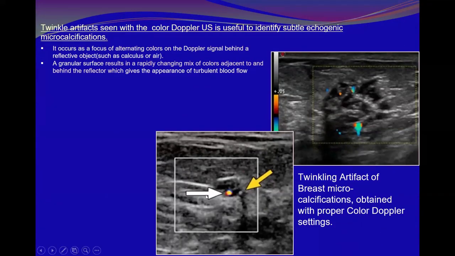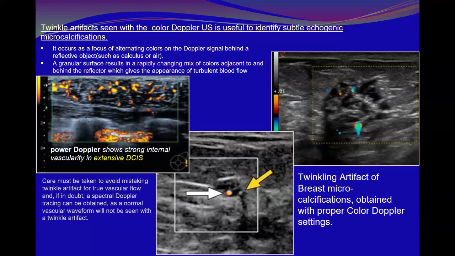Here, this is what we have seen in the previous example, and this is another example of a microcyst associated with calcification, demonstrating these twinkling artifacts, okay? And we have to be cautious not to mix this twinkling artifact with the color signals of Doppler or power Doppler, okay? In this example, we have calcifications, but the color here is not a twinkling artifact. This is a real or positive color shown in power Doppler in a case of DCIS. We have to separate or differentiate between the two.